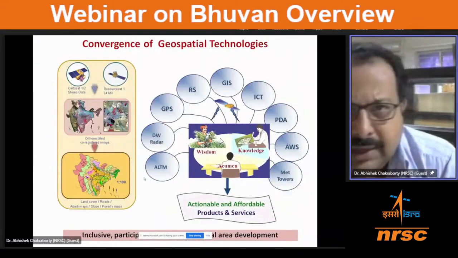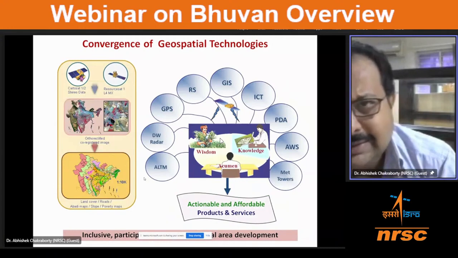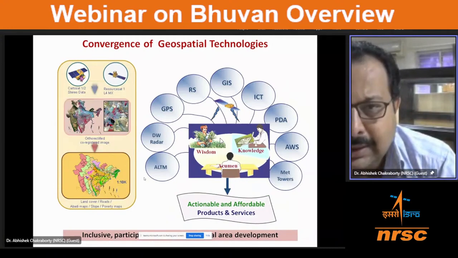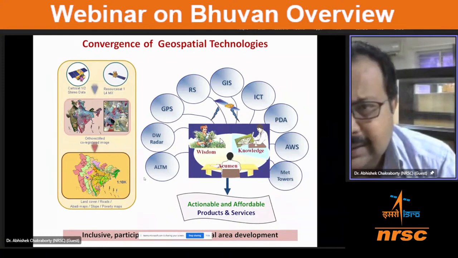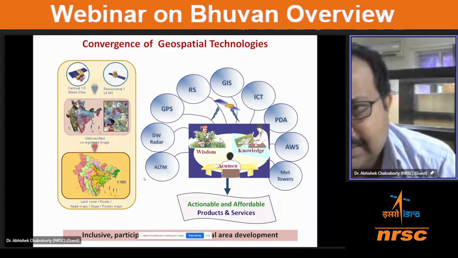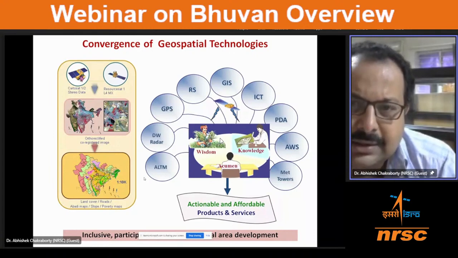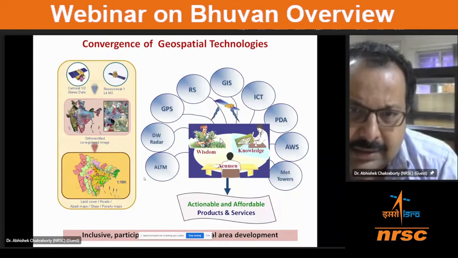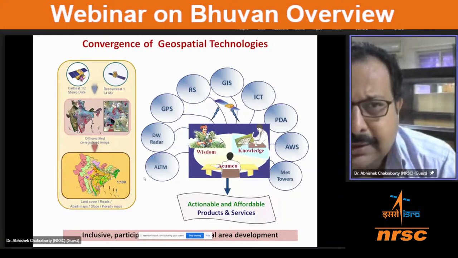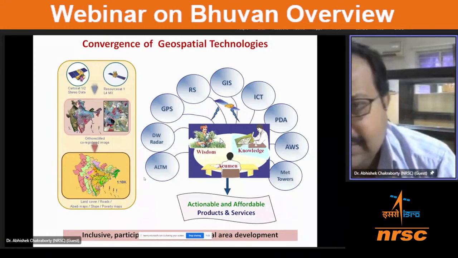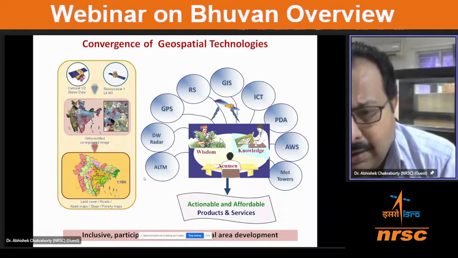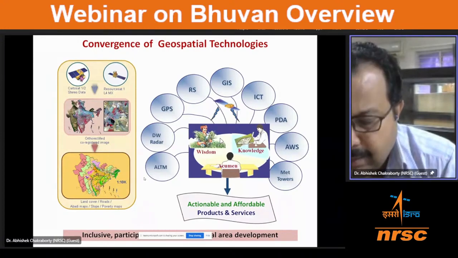So when we are talking of all this technology, basically we call it geospatial technology, which not only encompasses remote sensing, it encompasses GIS, ICT, PDA devices, automatic weather stations, flux towers, GPS or the navigational services, radar observations, altimetry, and so on and so forth. So it's a gamut of technology, and based on our objective, we have been using this kind of technology to cater to our need for actionable, affordable products and services to the users.